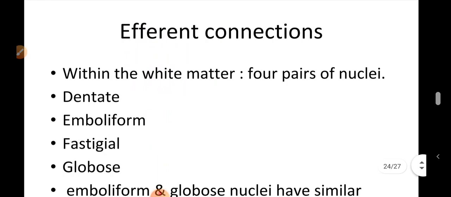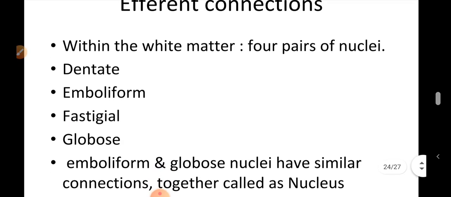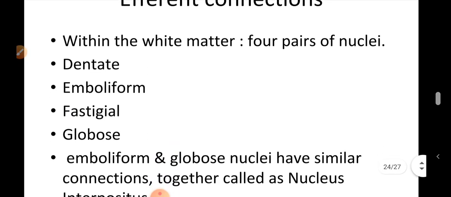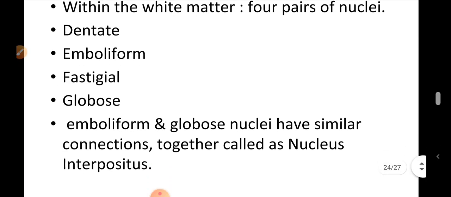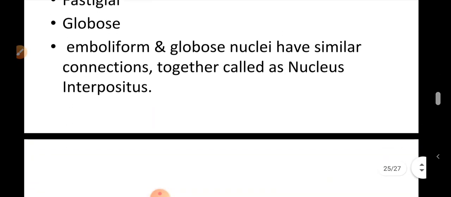Now, the efferent connections. We have seen the afferents, so what are the efferent connections from the cerebellum? The efferent connections arise from the deep cerebellar nuclei of the cerebellum. There are four pairs of nuclei present, which are grey matter situated within the white matter. The nuclei are the dentate nucleus, emboliform nucleus, fastigial nucleus and globose nucleus. Emboliform and globose nuclei have similar connections and together are called the nucleus interpositus.